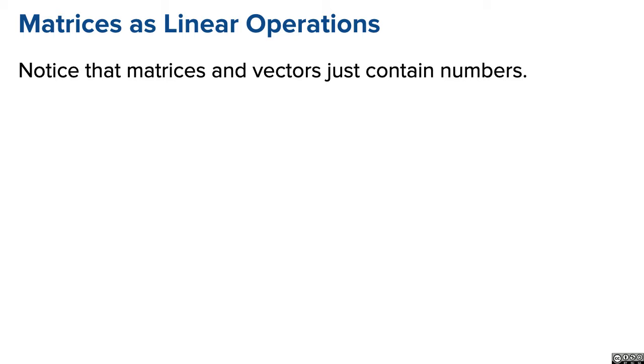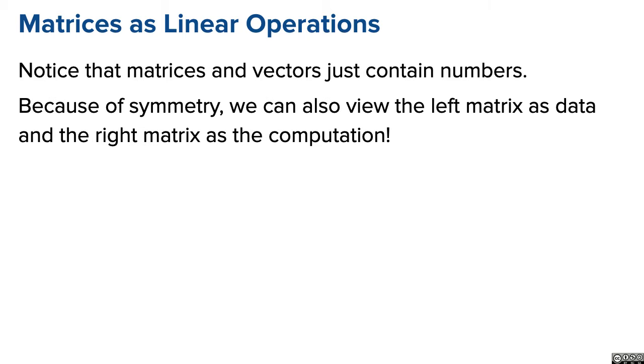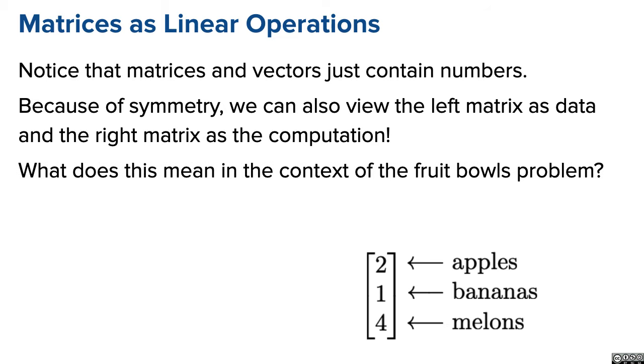Now I'm going to stretch your minds a little bit. Matrices and vectors just contain numbers, and because they just contain numbers, there's no one saying that the left matrix is always a computation and the right matrix is always data. Because of the symmetry in this matrix multiplication, you can also see the left-hand matrix as data and the right-hand matrix as the computation. What does it mean in the context of the fruit bowls problem?